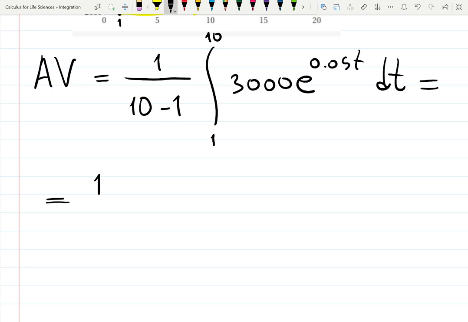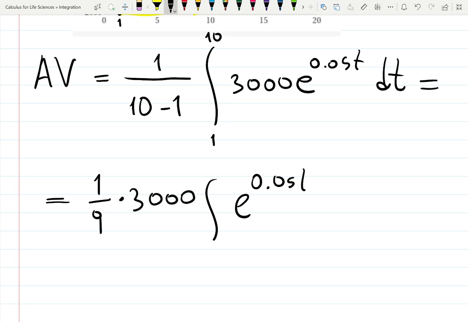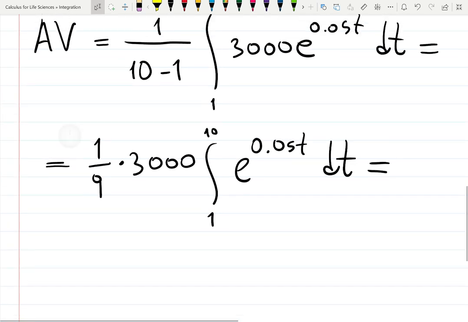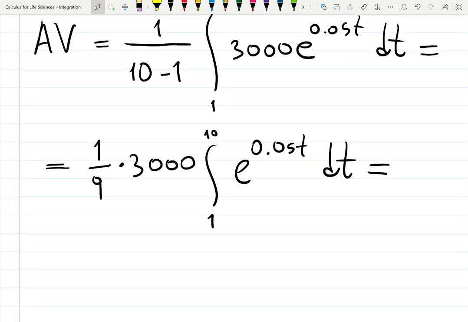Who wants to integrate? I would do it like this: 1/9 times the integral of 3000 e to the 0.05 t dt. Usually that's what scientists do. They take the constant out, and now see the exponential grows by itself. And now they integrate that exponential growth. When you integrate the exponential growth, growth is a derivative. When you integrate a derivative, you get the number, so the number of population. So when I'm integrating the exponential growth, I will get the number of bacteria instead of the speed of growing.